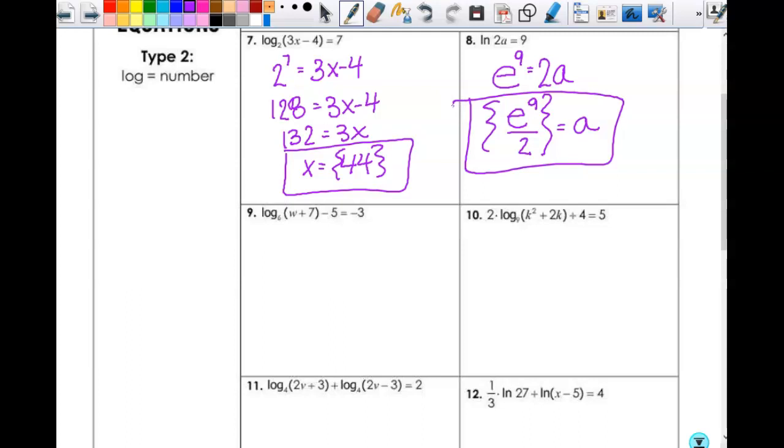As long as whatever you're taking the log of is positive, you're good. Okay, glad you agree. All right, let's look at number 10.